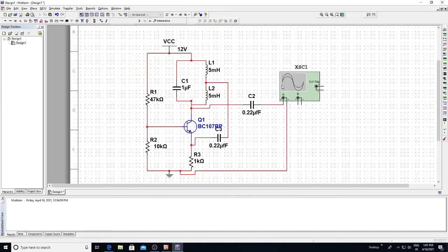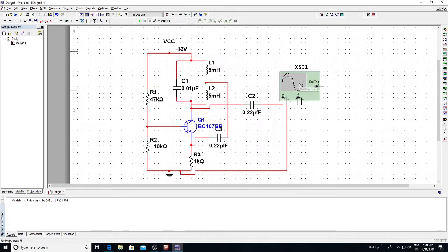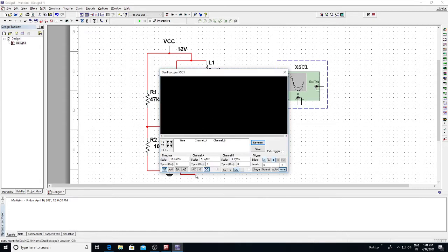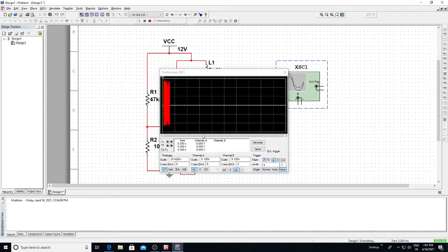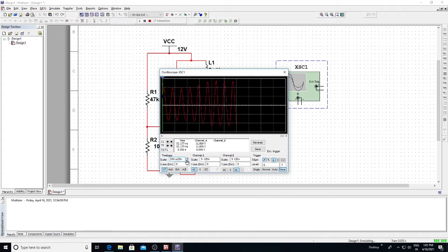So here now we need to vary the capacitor values. This C1 is a variable capacitor. So initially I am going for 0.01 microfarad. Now give the value of 0.01 microfarad and check the output response, output frequency, and the time period. I have connected to channel A. So this is the output frequency response.